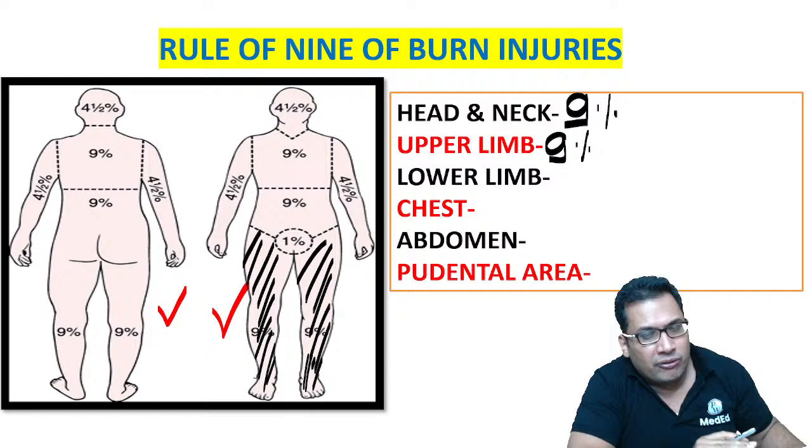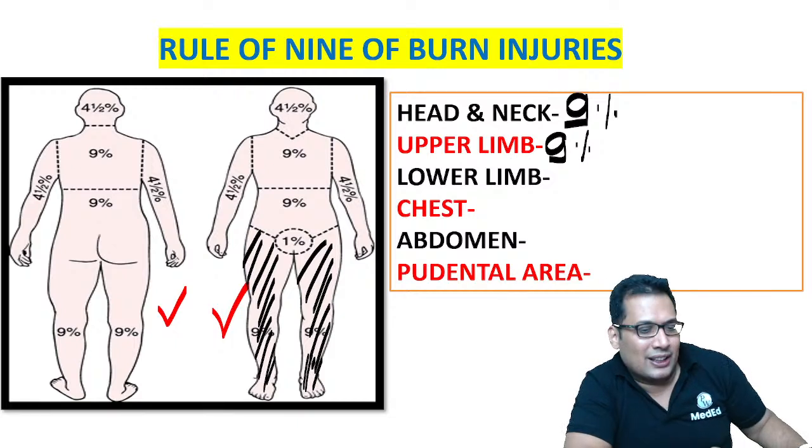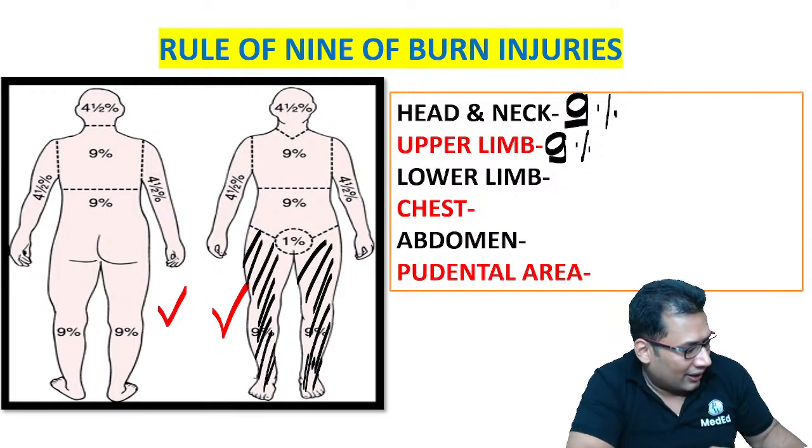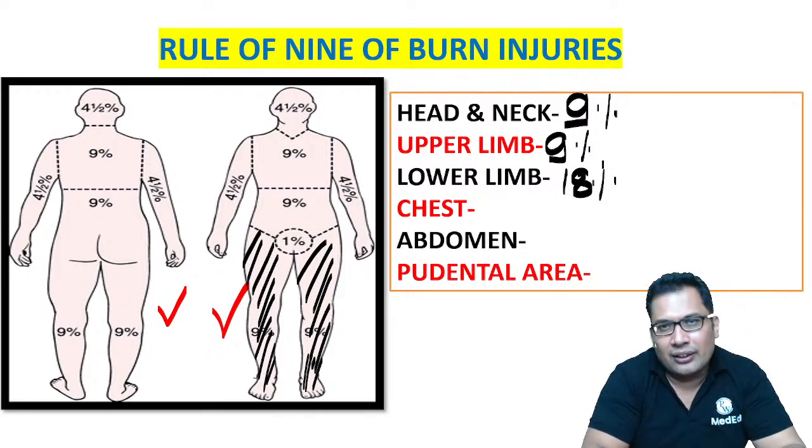One full lower limb is involved. Say, for example, the right lower limb is completely involved. How much is the percentage? Is it 9? 18. Very good. 18. One lower limb is equal to 18.